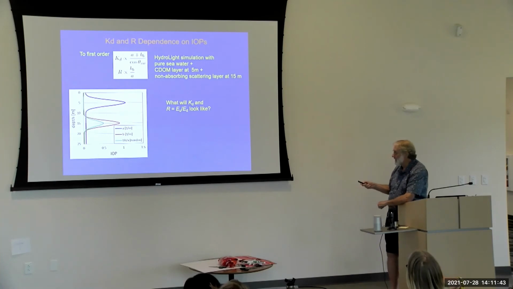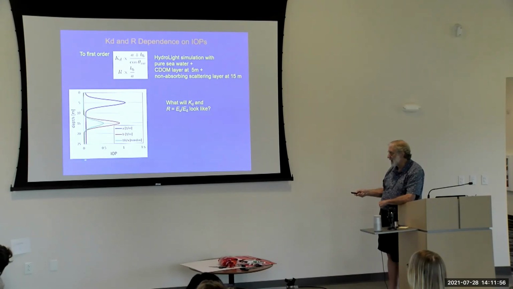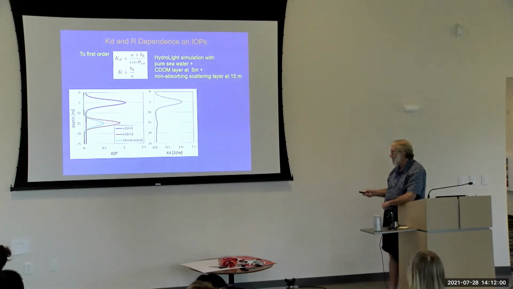So we're going to come in, the light's going to start decaying. It's going to go through this highly absorbing layer. So that's going to really decrease the light field, and that'll make a high K_D. And then we'll come out the bottom and it'll just be the same rate, whatever's down there.